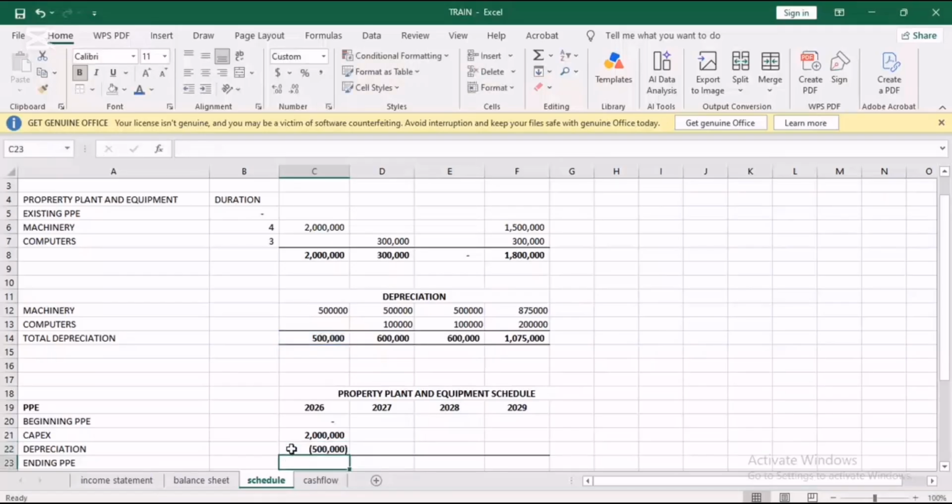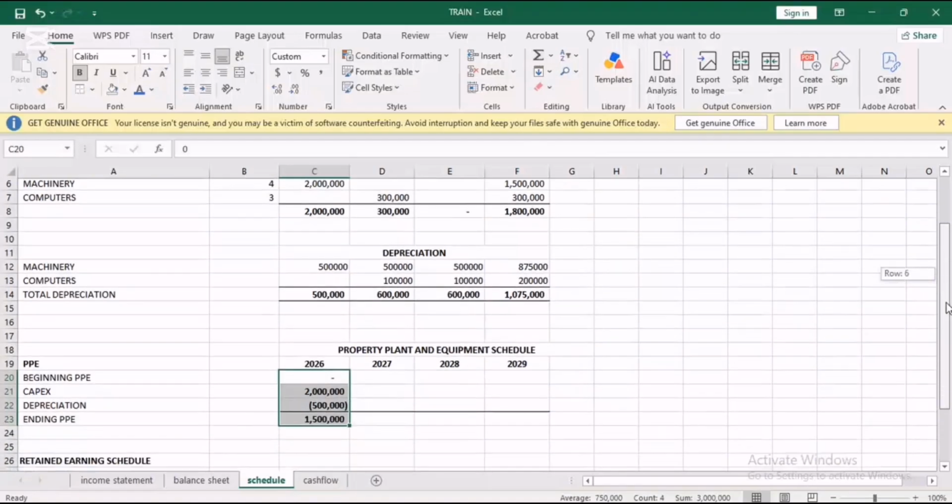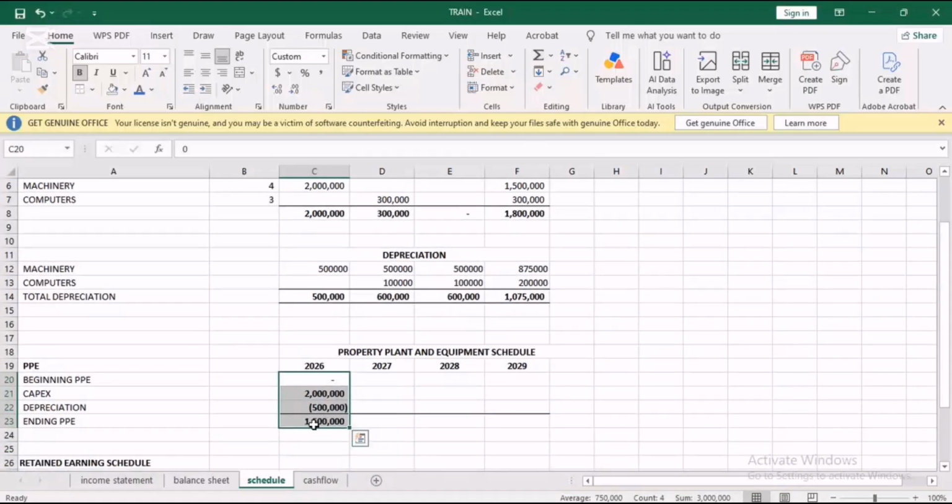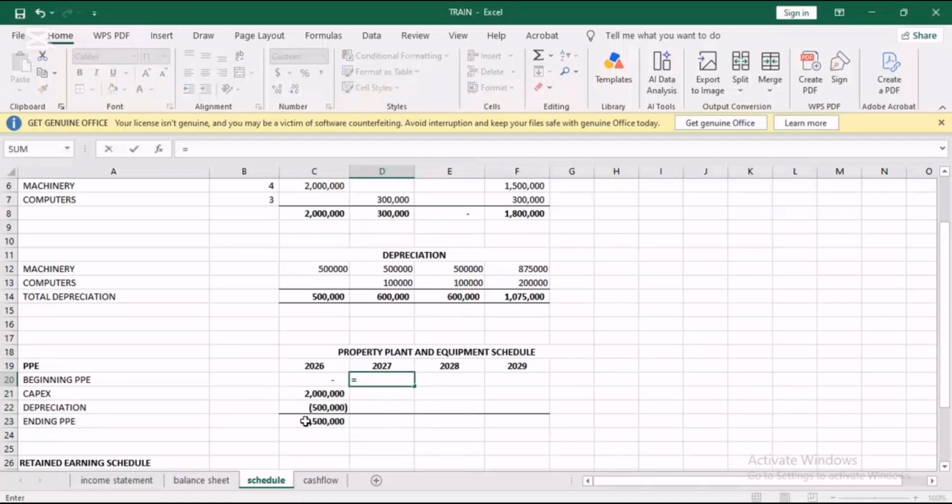So I hit enter. So that's that. So let's add up. So let's get the ending PPE. Right. So 1.5 million is the net book value for this period. So the ending PPE here will be the beginning PPE here. So how do I do that? Hit equal to right here, select this, hit enter. So that's that. And for this, we have already established the formula.